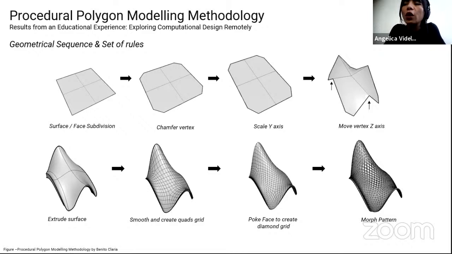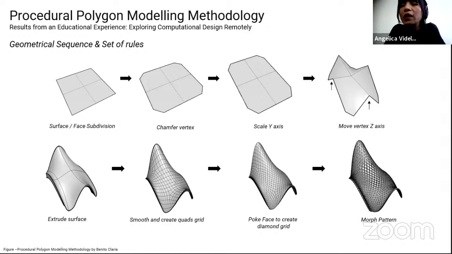Benito showed a strong interest in incorporating pattern in his geometry. He studied different surface grids on his high poly shell and used a morphing pattern process to be able to control the size, gradient, and density of his pattern.